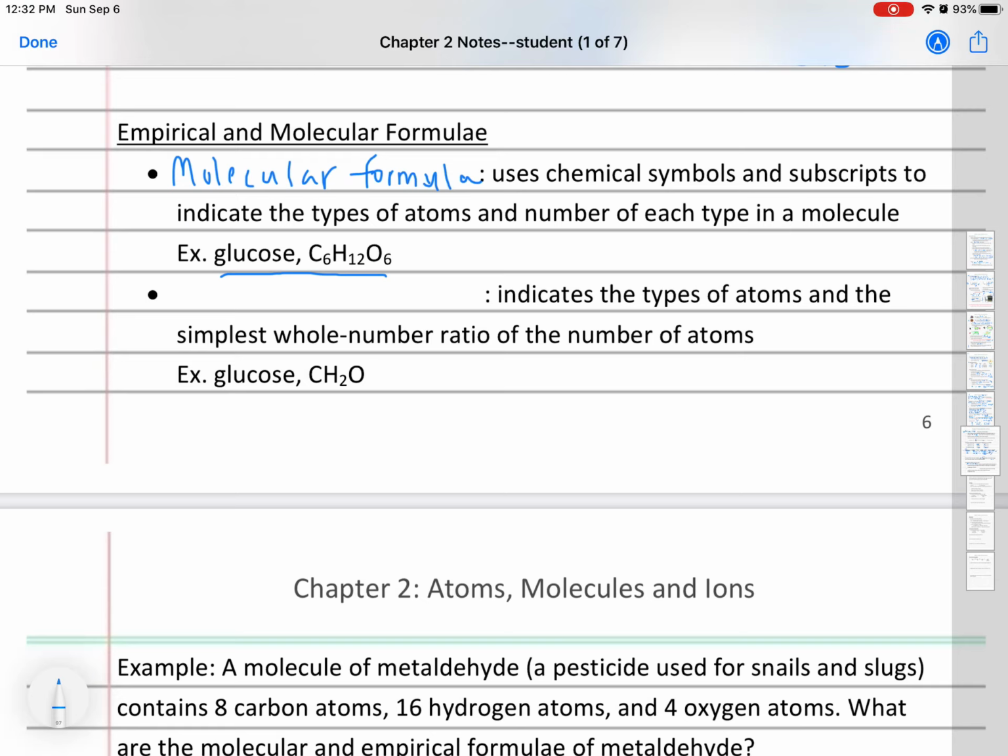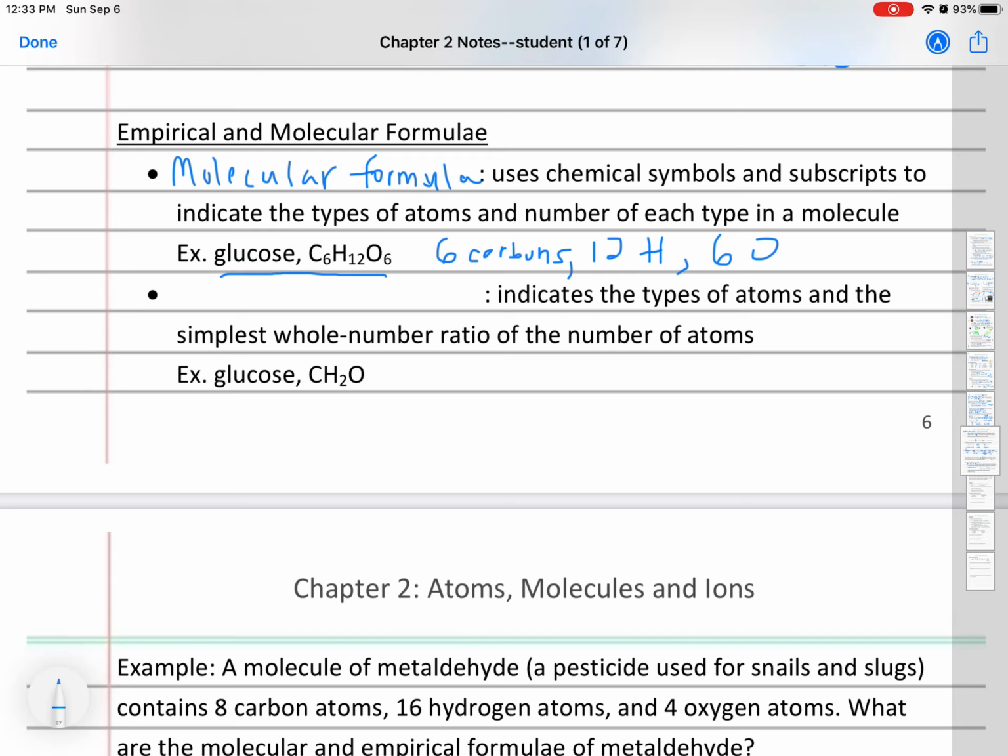So it uses chemical symbols like C, H, and O, and subscripts, these little 6, 12, and 6, that indicate the types of atoms and the number of each type in the molecule. So in other words, glucose has 6 carbons. That little 6 attached to the C is 6 carbons. It has 12 hydrogens, and it has 6 oxygens. All right, every molecule of glucose has that same composition.